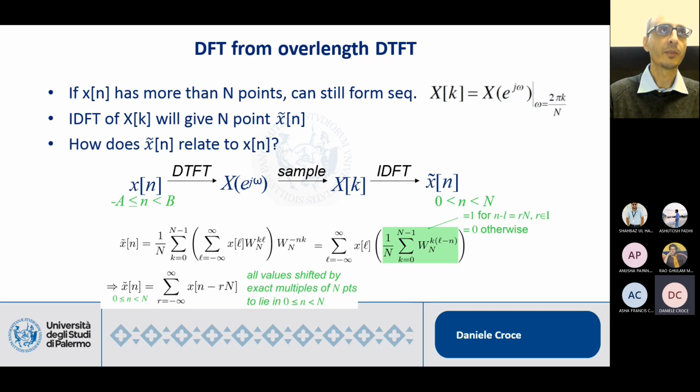Non parliamo di Fourier transform. Okay? So I'm not speaking of the continuous time Fourier transform. We are not there yet. We're just looking at the discrete time Fourier transform and the discrete Fourier transform. So we are using already the sampled signal x of n. It's a sequence of numbers. It's not a continuous function. All right?